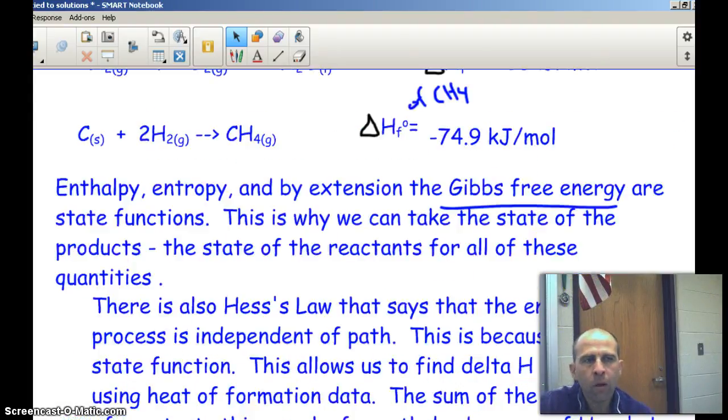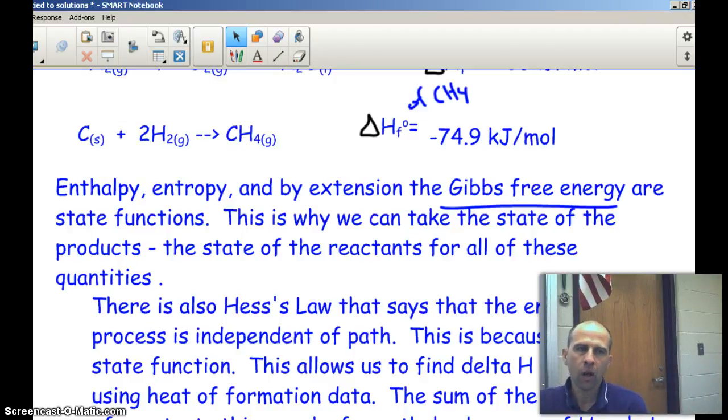So enthalpy and entropy, and by extension Gibbs energy, because it comes from those, are all state functions. And so that's why we can do a calculation like I did in the previous video and like I'm going to sum up here: if you take the total amount of that quantity for the products minus the reactants you started with, you can get the change of that.